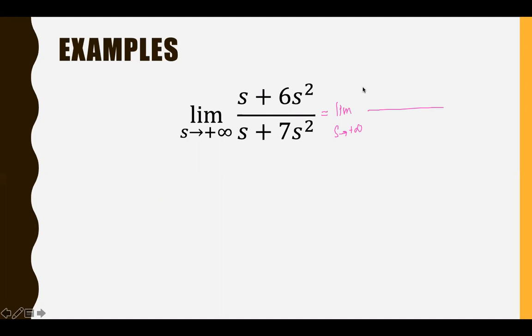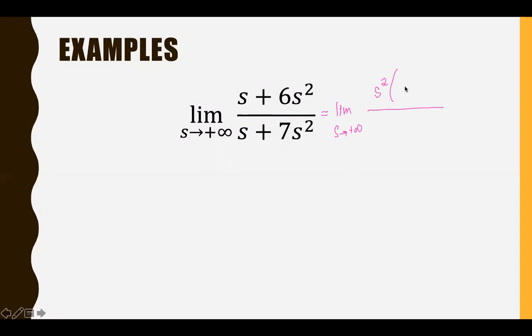What I'll be doing first is inspecting the degree of the numerator and the degree of the denominator. The degree of the numerator is 2, and the degree of the denominator is 2. So if they're equal, it's very easy. If it's equal, what we can do is just pull out s squared. And if we pull out s squared, we can divide s squared by s.